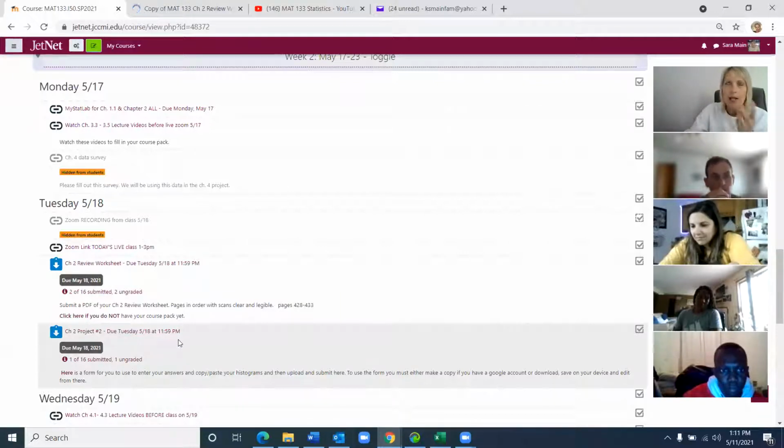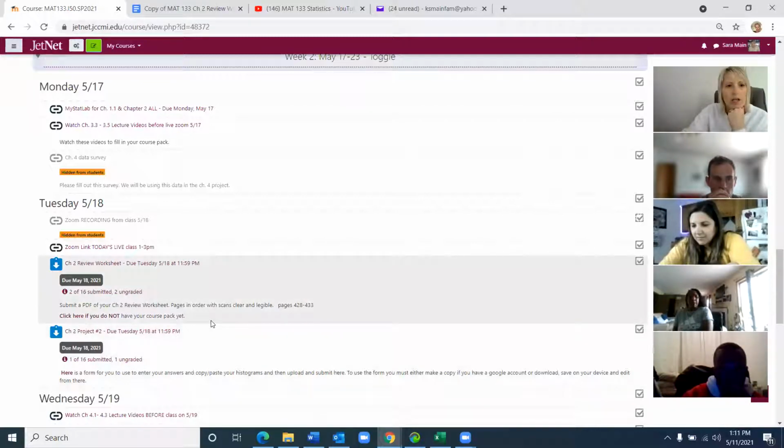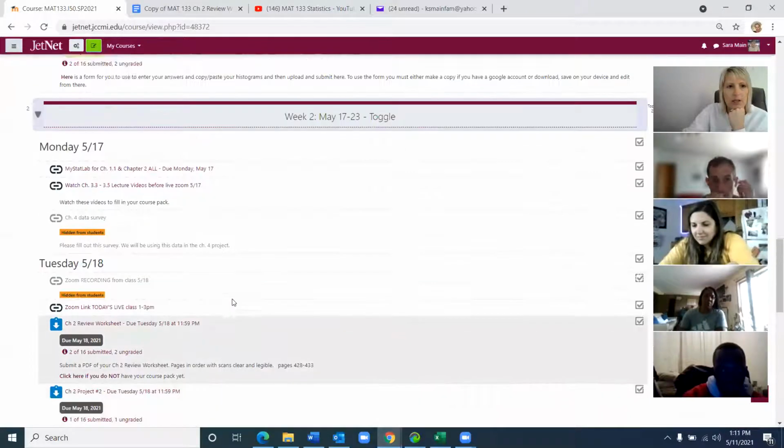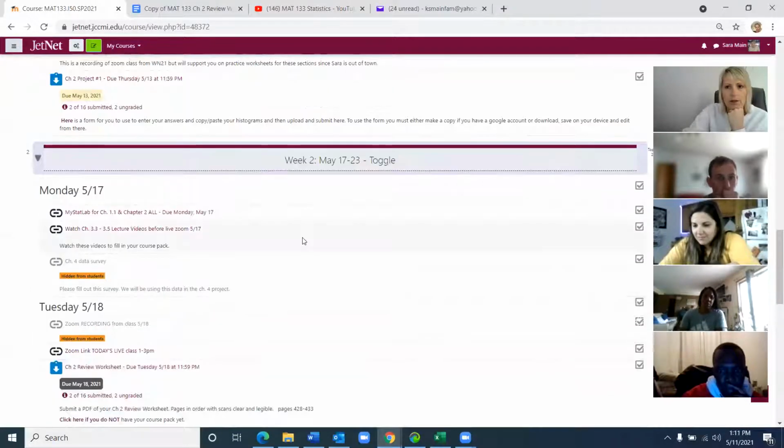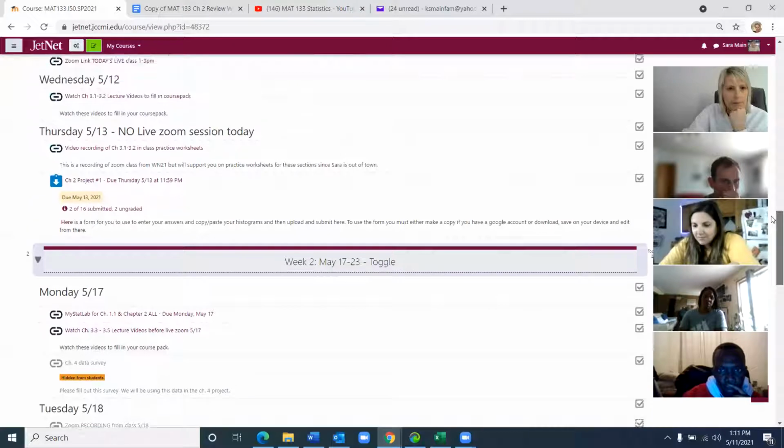Then for chapter 2 and 3, there's 2 projects for each of those chapters because we're just getting started and using Statcrunch. And so we kind of broke those apart. So today we're actually going to work on chapter 2, project 1 together while we go through those.